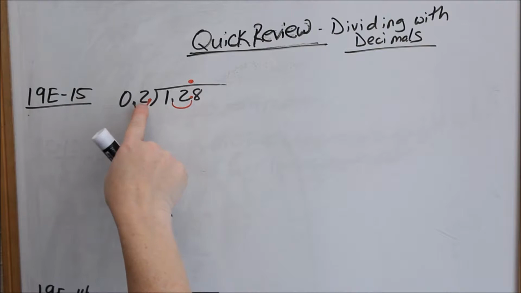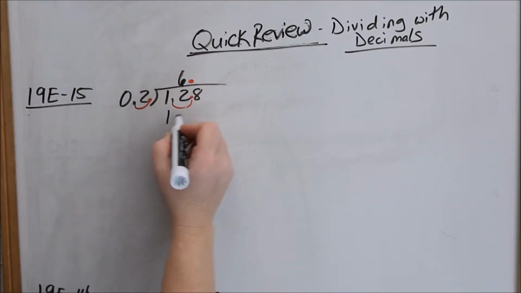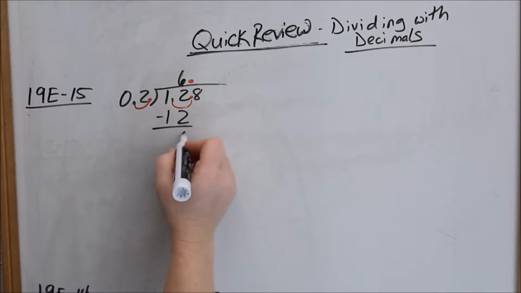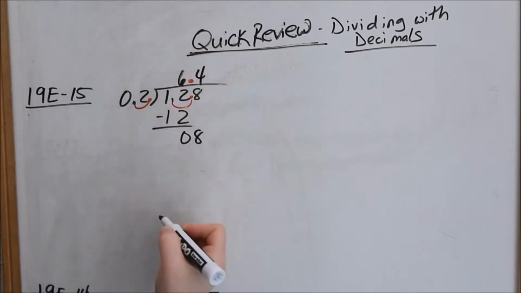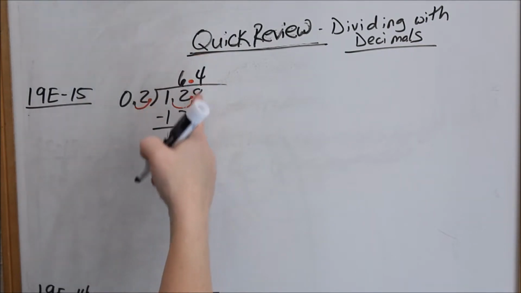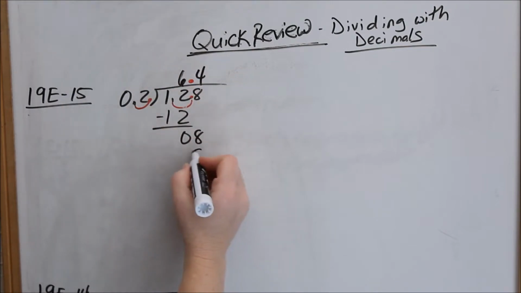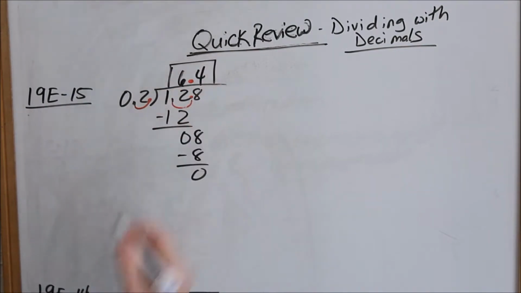2 can't go into 1, but 2 goes into 12. 6 times 2, 12. Subtract 0, bring down your 8. 2 goes into 8, 4. Make sure you line everything up. The 6 goes over the 2 of the 12, then the 4 goes over the 8. So 4 times 2, 8. No remainder. So 6.4 is your answer. That's where your decimal goes.